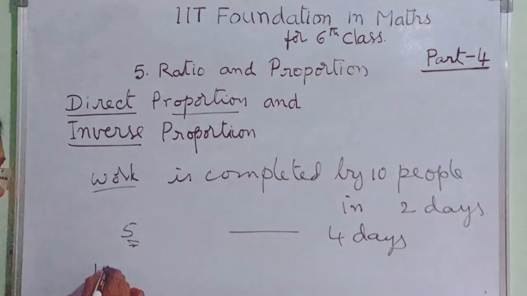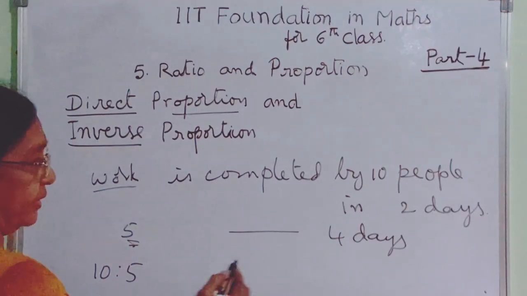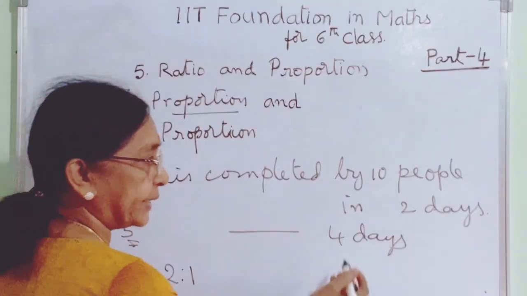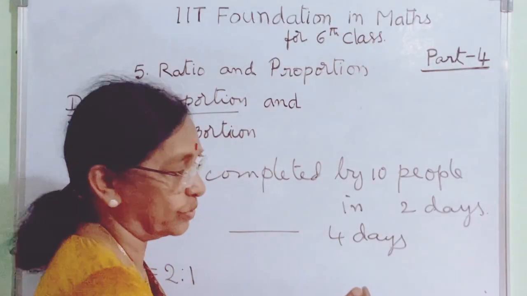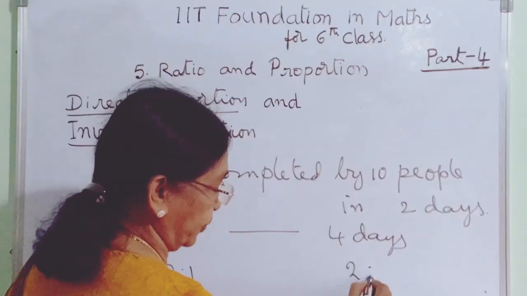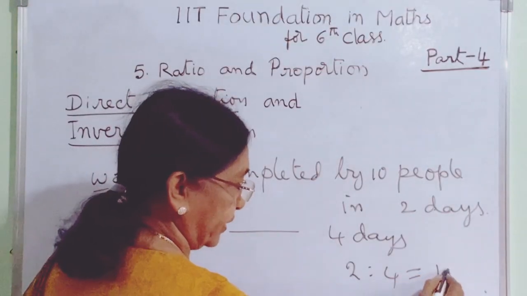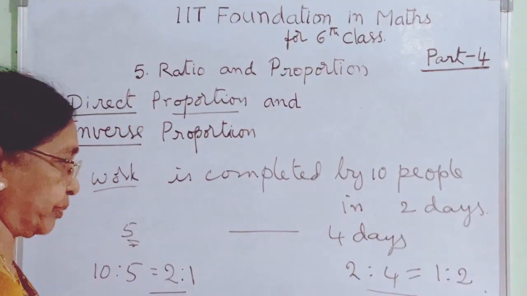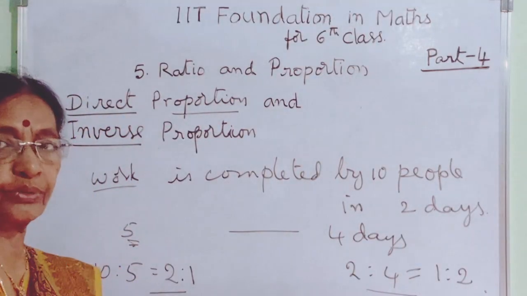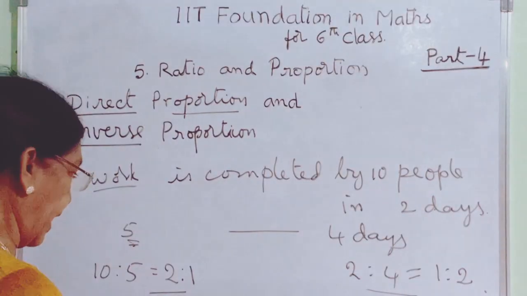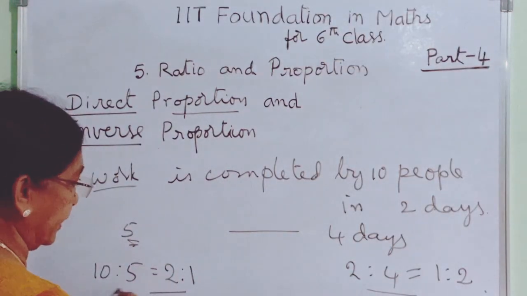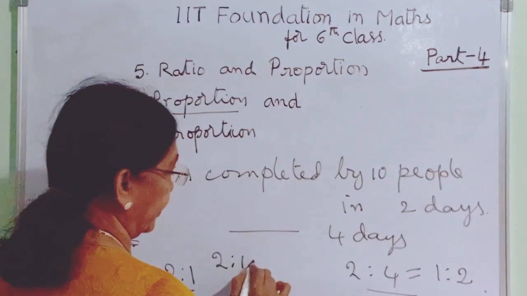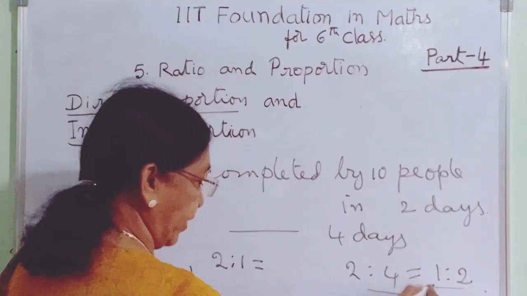Therefore, the ratio of the people 10:5 is equal to 2:1. And the ratio of the number of days in which the work is completed is 2:4, that is equal to 1:2. But this is inversely proportional to this, not directly proportional. If this were directly proportional to this, these two ratios would be equal. As this is inversely proportional to that, this ratio, 2:1, is equal to the inverse ratio of 1:2.